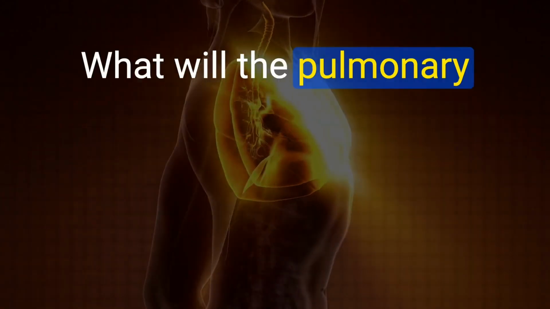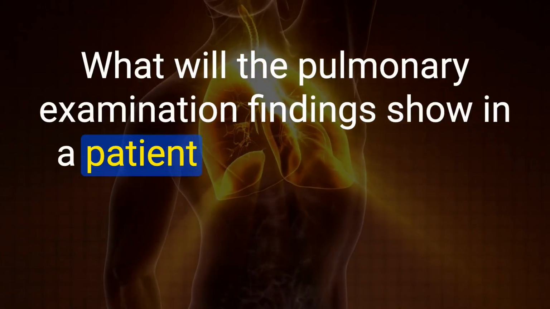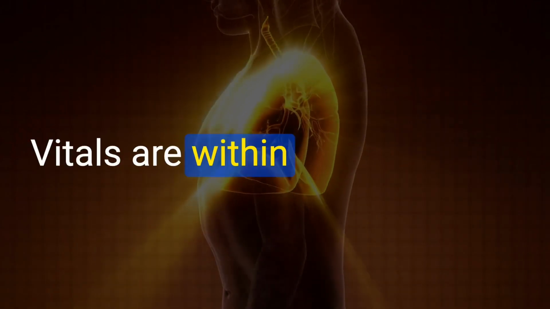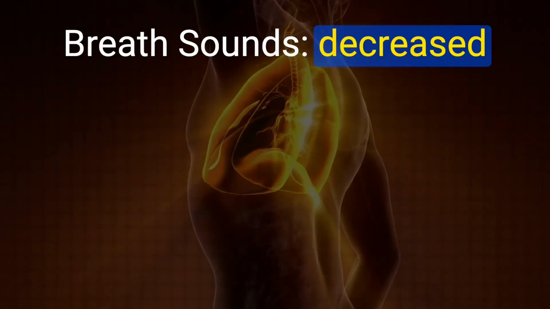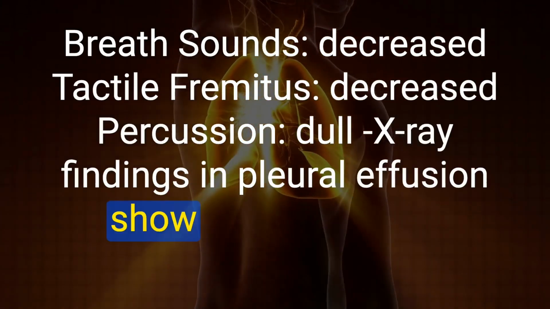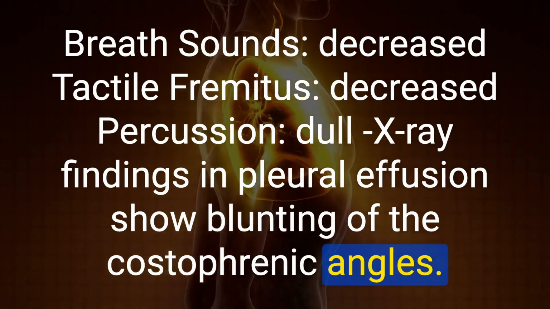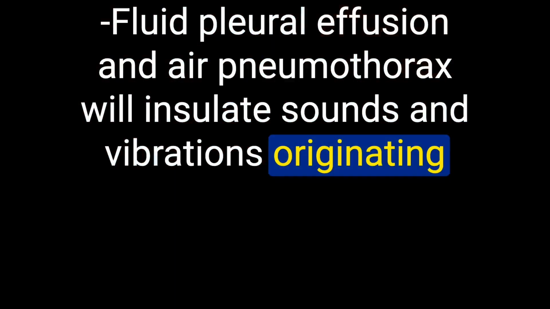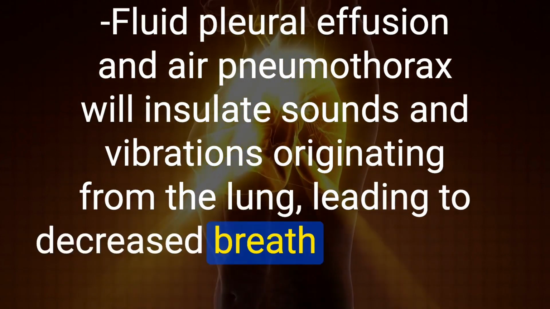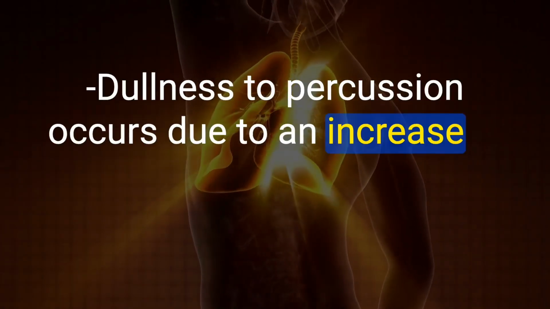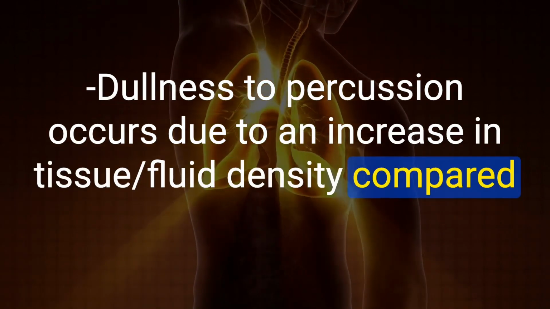139. What will the pulmonary examination findings show in a patient with the following X-ray in a patient with a history of breast cancer? Vitals are within normal limits. Decreased breath sounds, decreased tactile fremitus, decreased percussion, dull. X-ray findings in pleural effusion show blunting of the costophrenic angles. Fluid, pleural effusion, and air, pneumothorax, will insulate sounds and vibrations originating from the lung, leading to decreased breath sounds and decreased tactile fremitus. Dullness to percussion occurs due to an increase in tissue, fluid density compared to normal air-filled lung tissue.